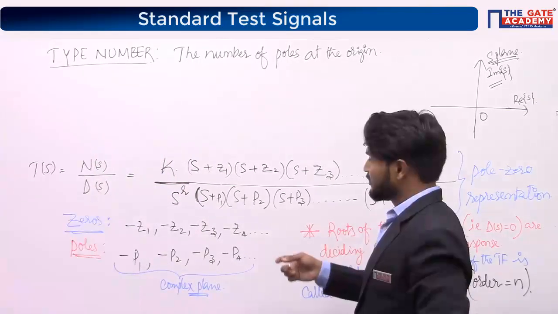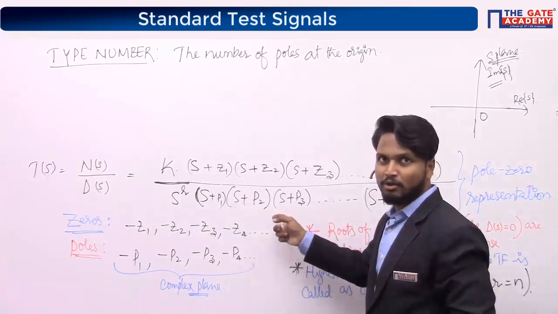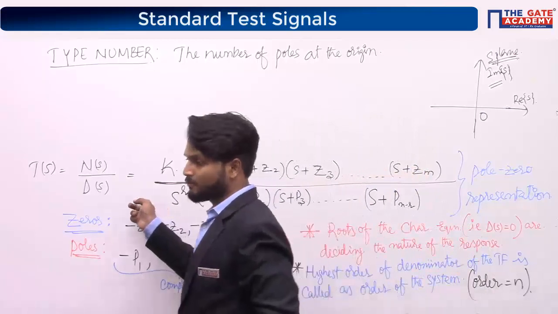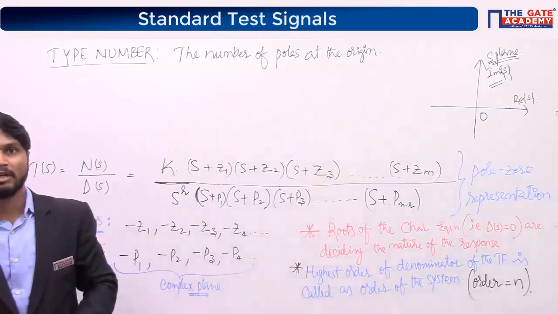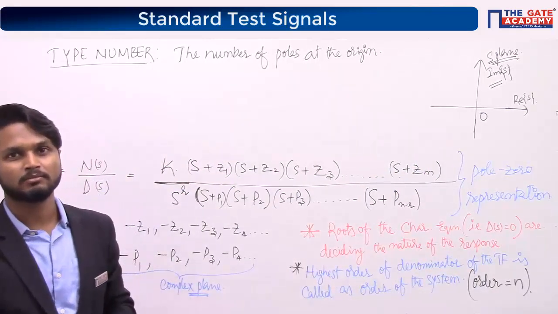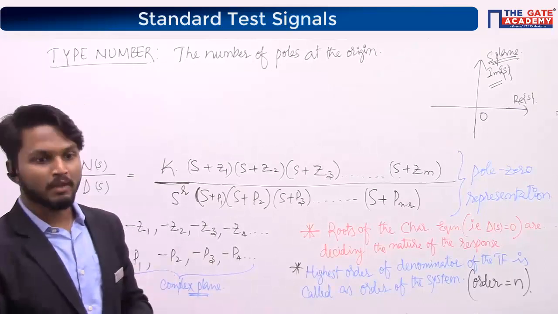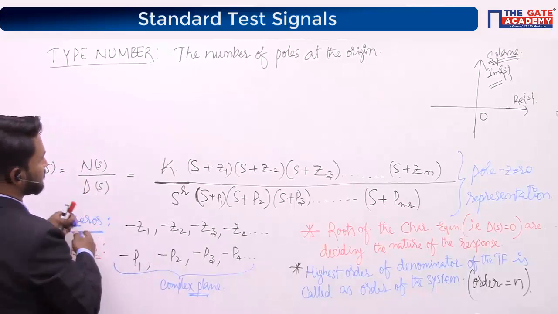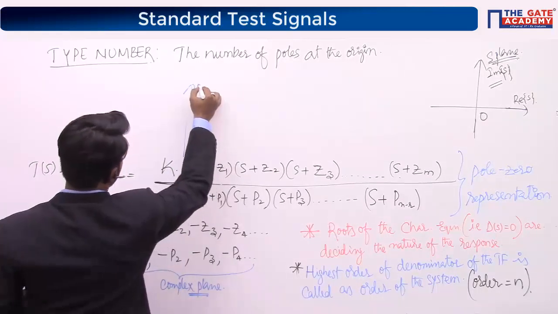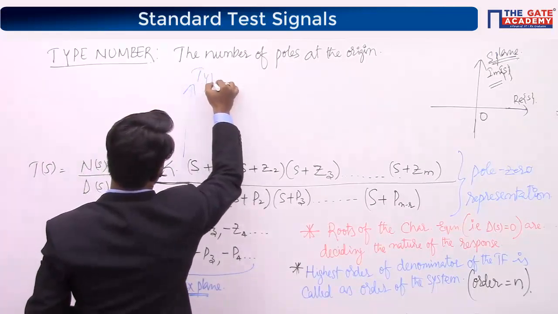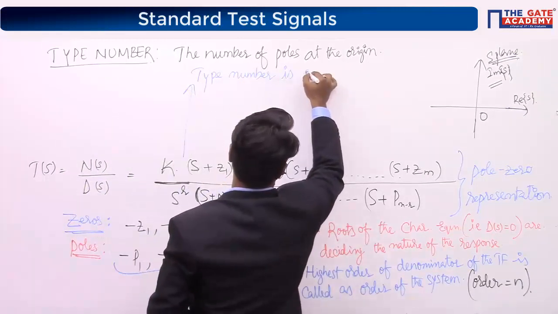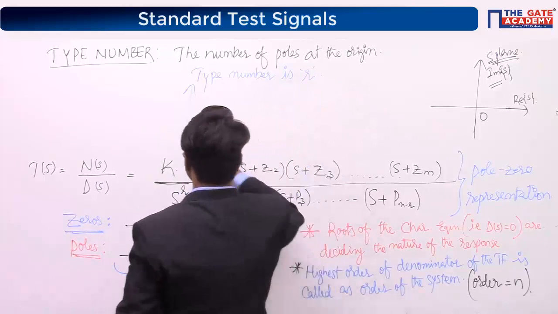Is it clear? From this transfer function, can you tell me what is the type number of the system? What is the type number? R, right? So for this particular system, the type number is R.